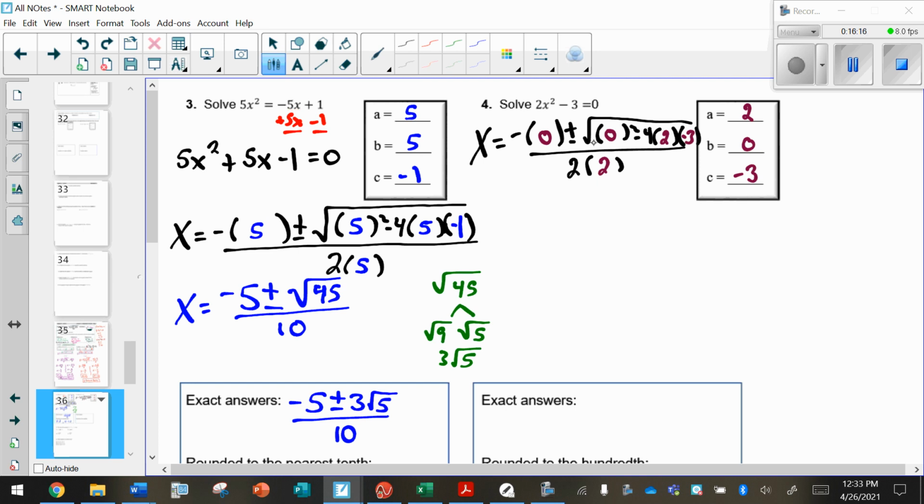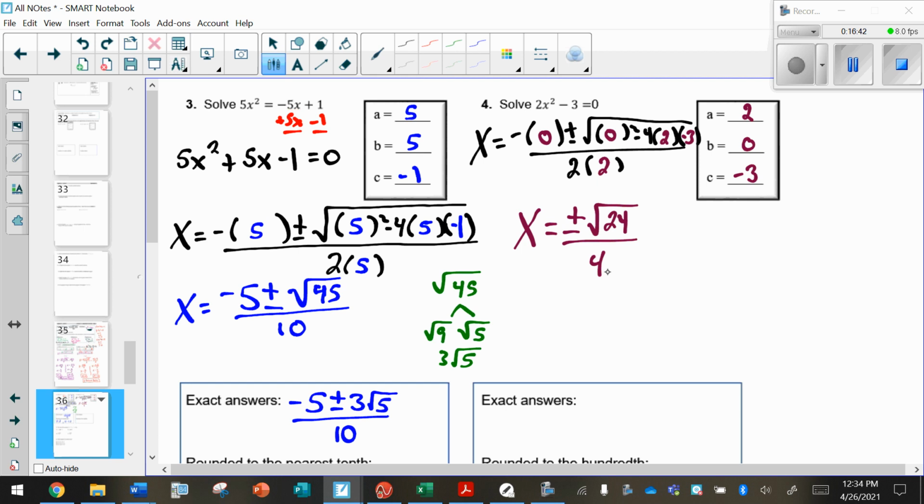So in the calculator, 0 squared minus 4 times 2 times negative 3. We could probably do that in our heads. Negative 4 times negative 3 is a positive 12, and then 12 times 2 is 24. So this turns into x equals, the 0 we don't have to write, we can just put plus or minus radical 24 over 4.